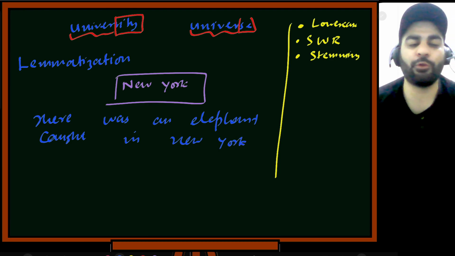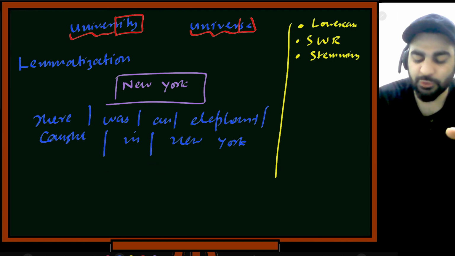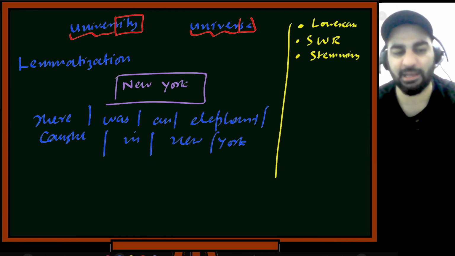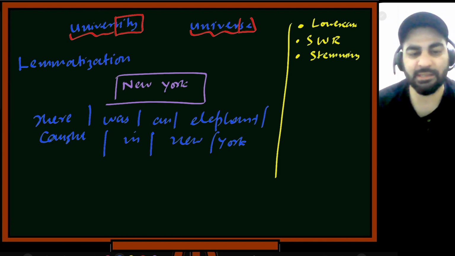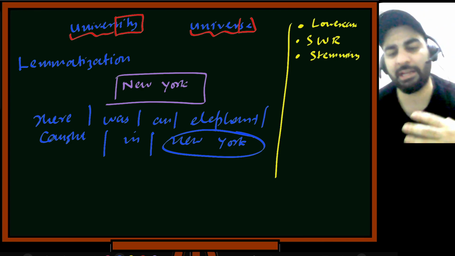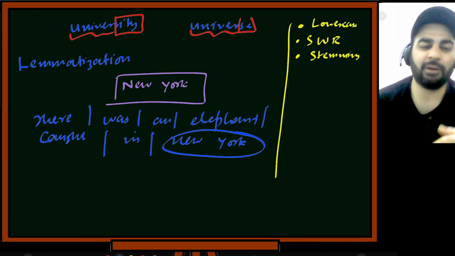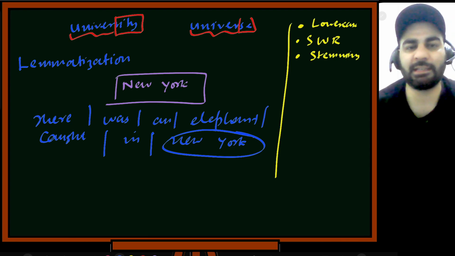Now you see that if you tokenize this, if you break down the individual words, New will be a separate word and York will be a separate word. But what lemmatization does is it will consider this as a single word. There are again techniques involved in that. So the first is that you do tokenization. You break down the sentence into these tokens.